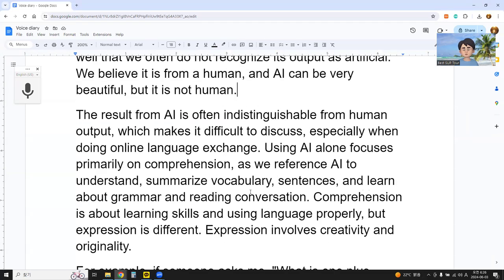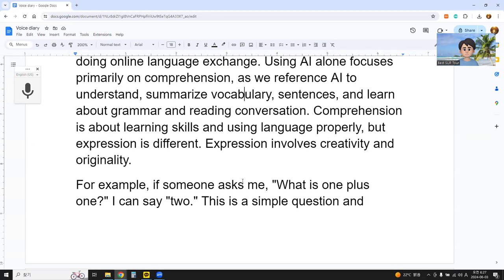The result from AI is often indistinguishable from human output, which makes it difficult to discuss, especially when doing online language exchanges. Using AI alone focuses primarily on comprehension, as we reference AI to understand, summarize, vocabulary, sentences, learn about grammar and reading conversation. Comprehension is about learning skill and using language properly, but expression is different. Expression involves creativity and originality.